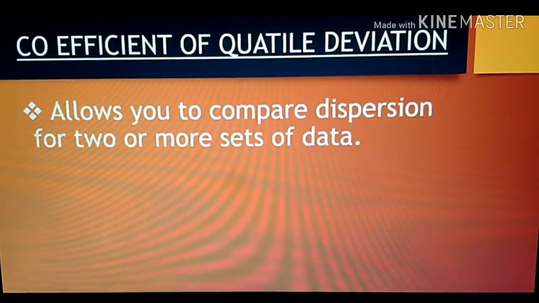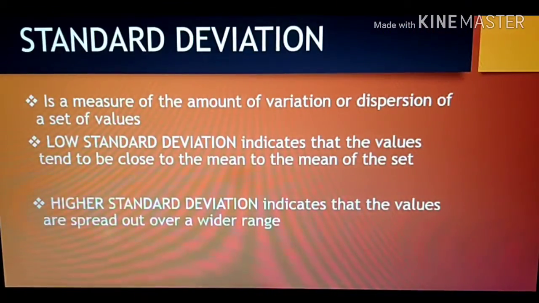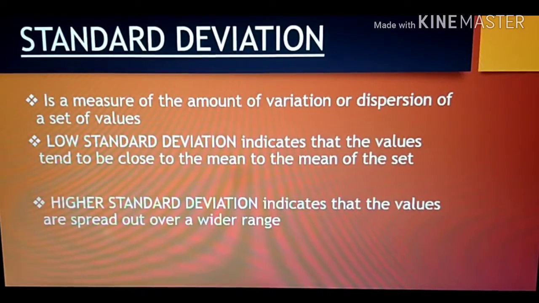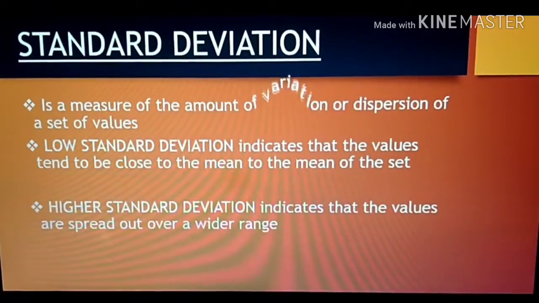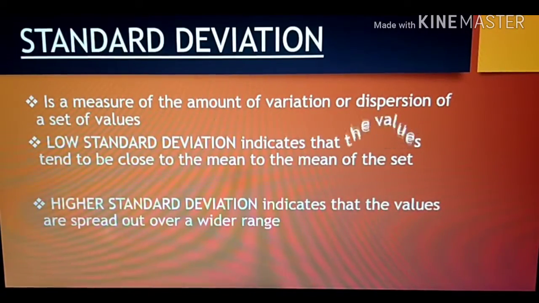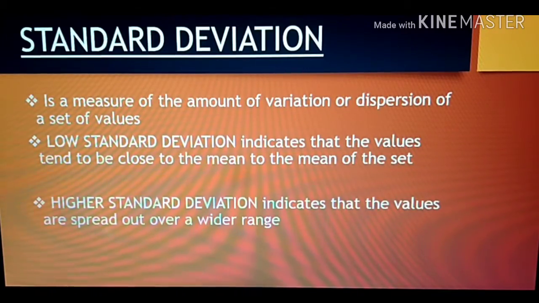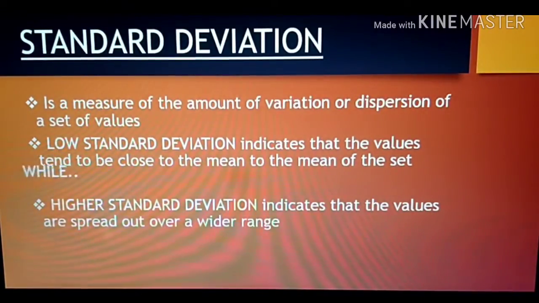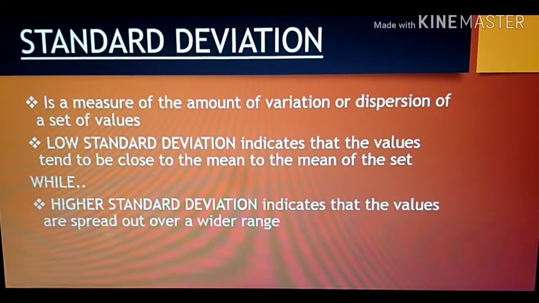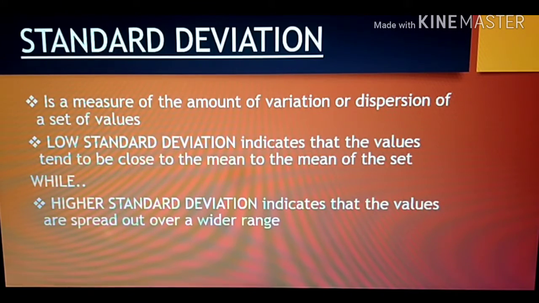Then next, let's proceed to the standard deviation. Standard deviation is a measure of the amount of variation or dispersion of a set of values. A low standard deviation indicates that the values tend to be close to the mean of the set, while a high standard deviation indicates that the values are spread out over a wider range.